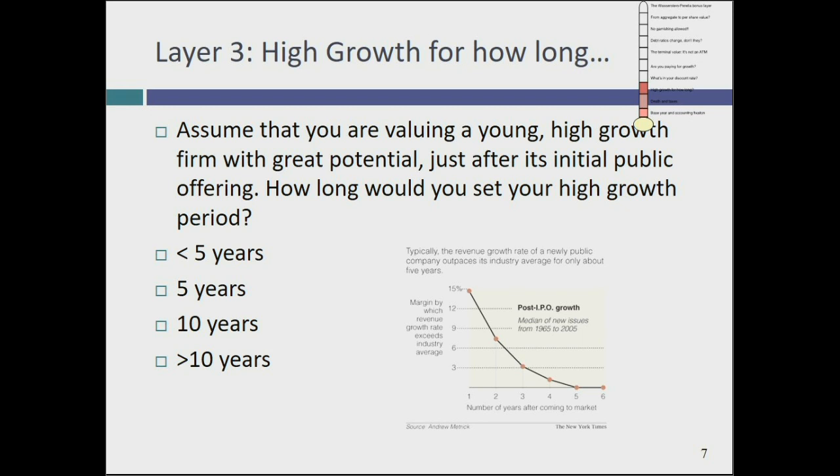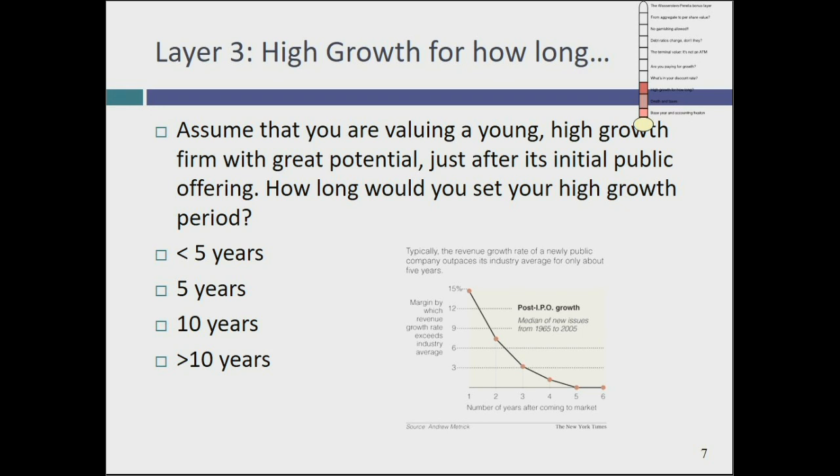Okay? So let's suppose you're valuing WeWork and you say it's a high growth firm. You're asking, how many years of high growth should I allow? I'll give you choices: less than 5 years, 5, 10, more than 10 years. And you're saying it's a really high growth firm. Why shouldn't I go with more than 10 years? There's no reason why you shouldn't, but here's why you should be cautious.